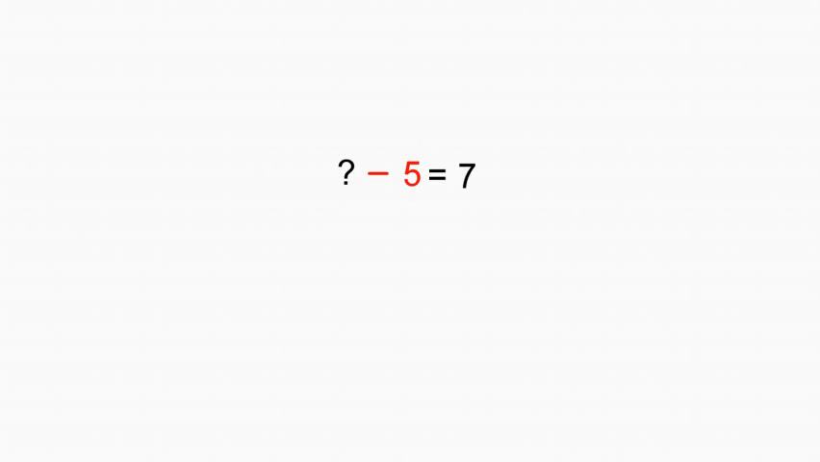So I have to do the inverse of subtraction, which is addition, to get rid of the 5. I have to add 5 to the left side to get rid of it, so I also have to add 5 to the right side to keep the equation balanced. The 5's on the left side cancel each other out, leaving the missing piece. And the arithmetic on the right side is 7 plus 5 to get 12.